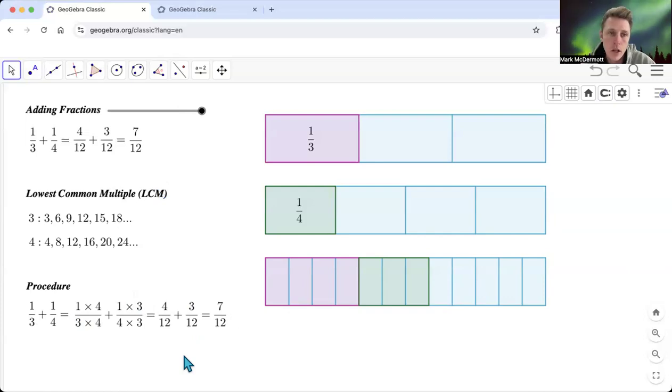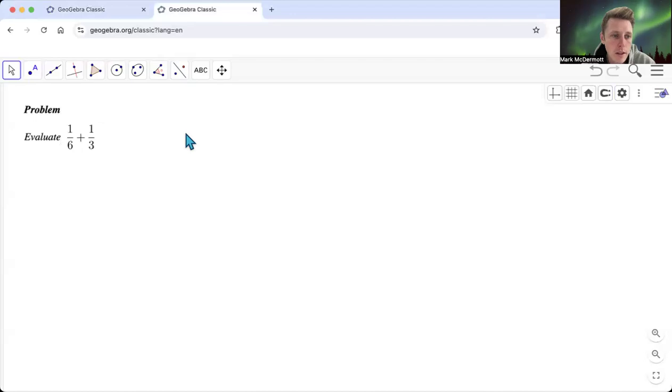Okay, let's see if you can apply that understanding and try this problem. See if you can evaluate 1/6 plus 1/3. Let me know how you go. Good luck.